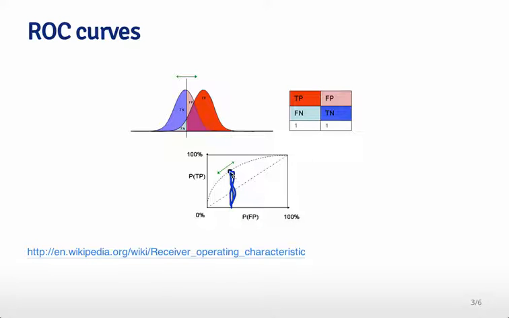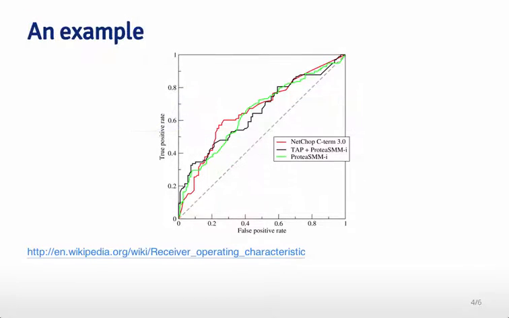1 minus the specificity is this point right here on the x-axis. At the same time, you get a certain sensitivity, and that's this point here on the y-axis. And so you can use these ROC curves to define whether an algorithm is good or bad by plotting a different point for every single cutoff that you might choose, and then plotting a curve through those points. So this is an example of a couple of algorithms that are used to predict. And so these are examples of what real ROC curves look like.